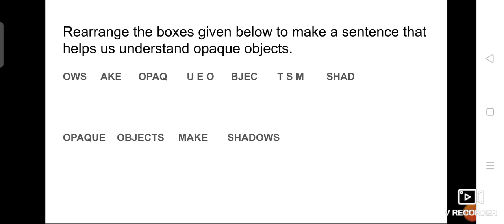What about opaque objects? Opaque objects never allow the light to pass through them, so it will be blocked. Based on that, the portion where light cannot pass becomes dark, so shadows will be formed. So what is the statement we got from the boxes? Opaque objects make shadows. Clear? Shall I go to the second question?